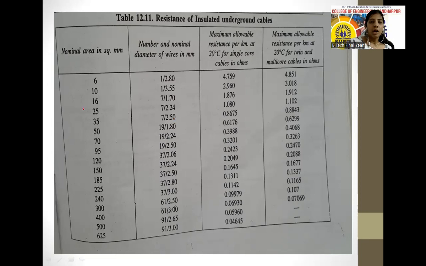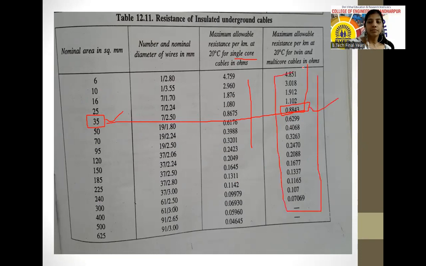For whatever size you selected for the cable, suppose you selected this size of the cable, then you have to refer to the resistance of the wire. If there is a single core, you can select it from this column, and if there is a multi-core, you can select it from this column. Always I think you have to use this column only.